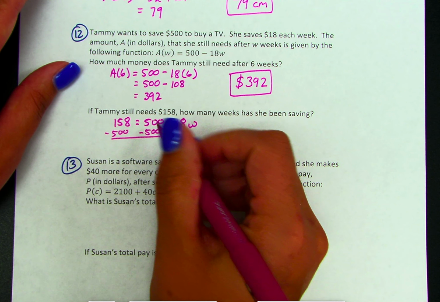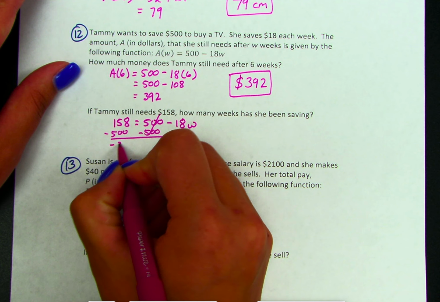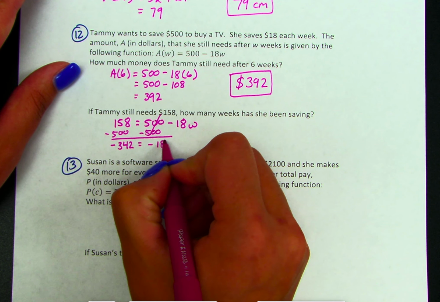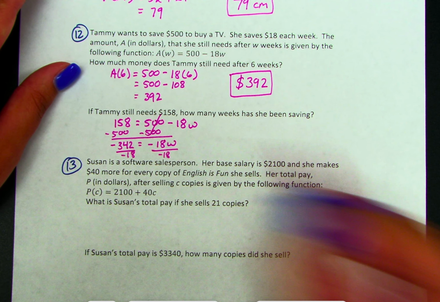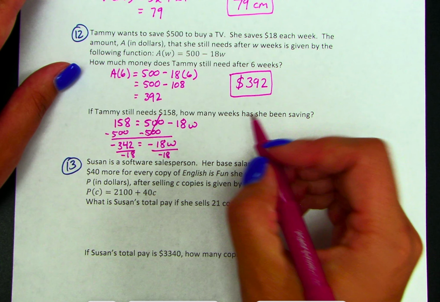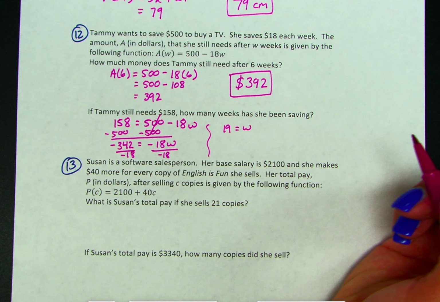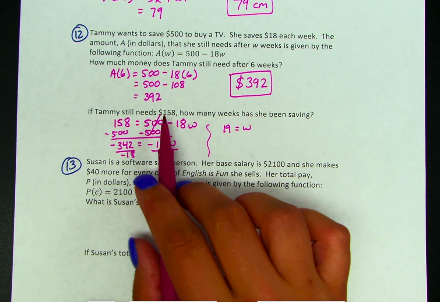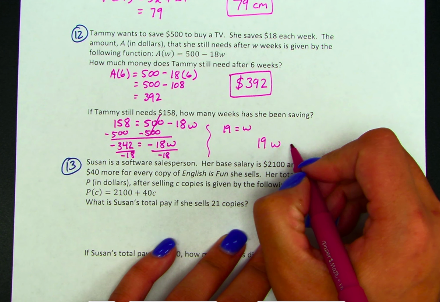It's very important that we're paying attention to our signs. So we are taking 158 minus 500. So this will be negative 342. And then I have it equal to that negative 18W. So now I need to divide both sides by negative 18. And we end up with 19. So she has been saving for 19 weeks if she still owes $158. So again, I just need to make sure I'm labeling that. So 19 weeks.